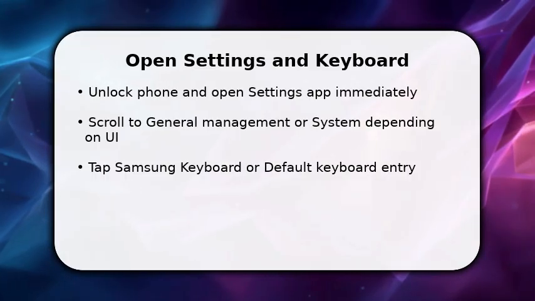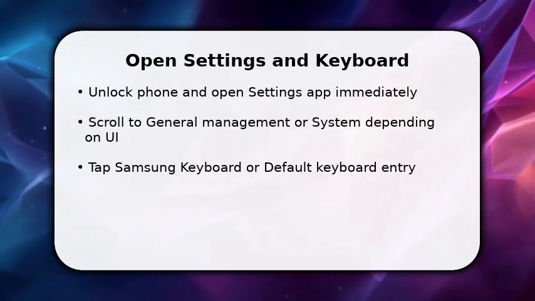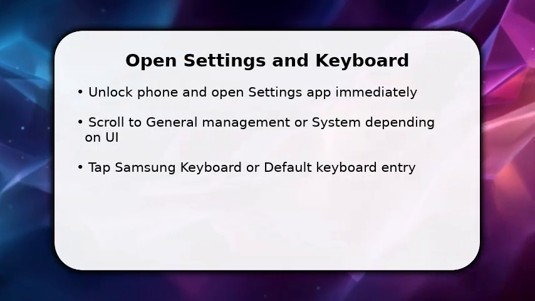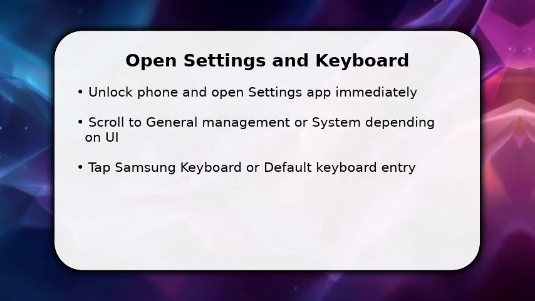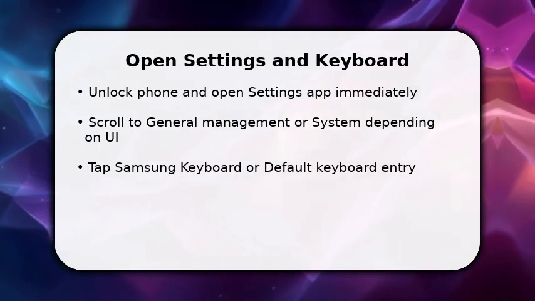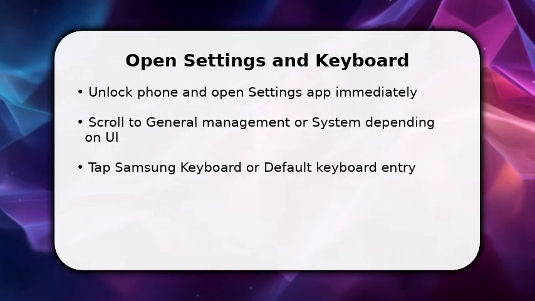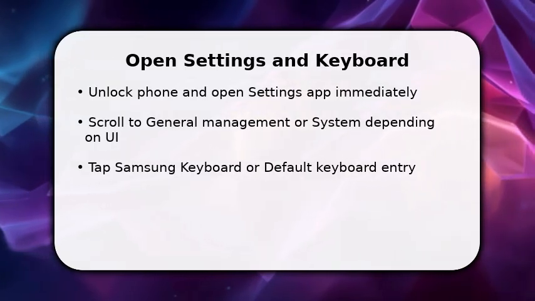You start by opening settings and navigating straight to the keyboard area so you can disable autocorrect quickly. Tap General Management or System. Samsung menus vary by carrier and updates, so look for keyboard or language input.